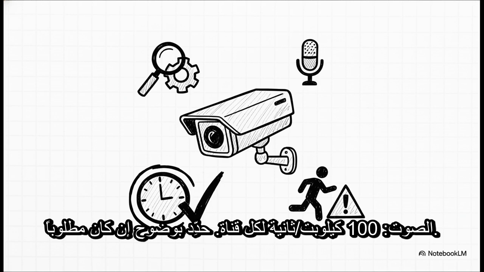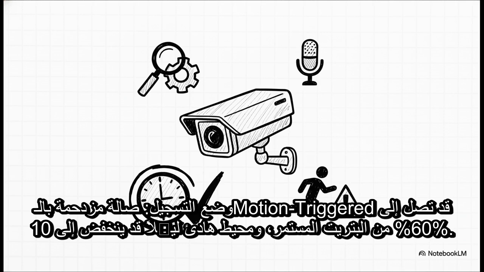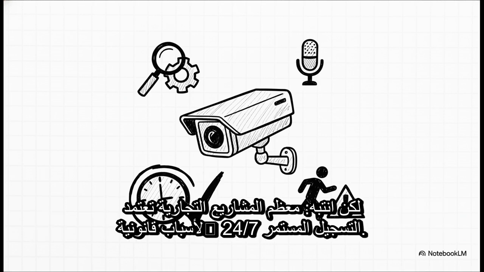Audio adds another 100 kilobits per second per channel, so specify clearly if they actually need it. And then there's the recording mode. A busy lobby on motion-triggered recording might reach 60% of continuous bandwidth, while a quiet perimeter at night might drop to 10%. But hear me loud and clear on this one.